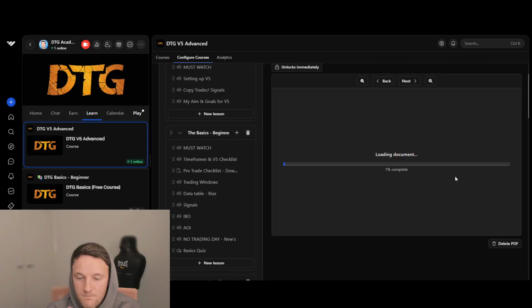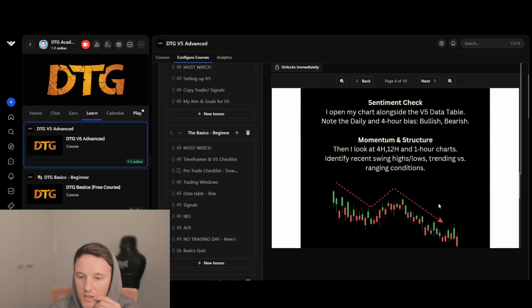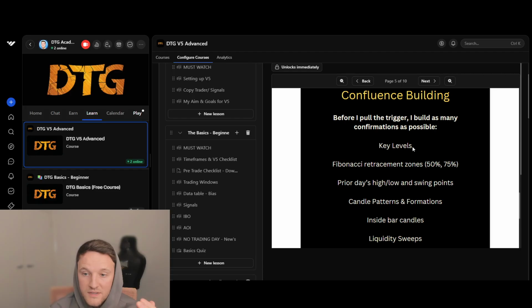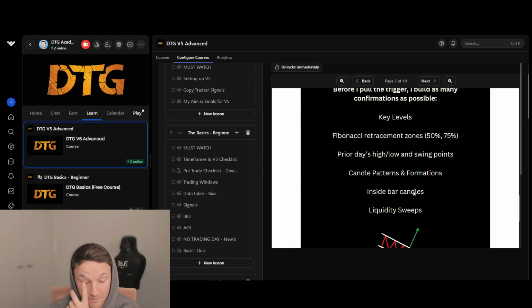to the list, okay? It's going to load again for some reason. Going back to the list, building our confluence, we have a key level. We have fib retracement. We have prior day's high or low swing points, right, in terms of the liquidity sweep. We have candle formation. So it is in there, my bad. So candle formation, we have an inside bar, and we have liquidity. We literally have every single confluence builder point from this PDF within this setup, okay?